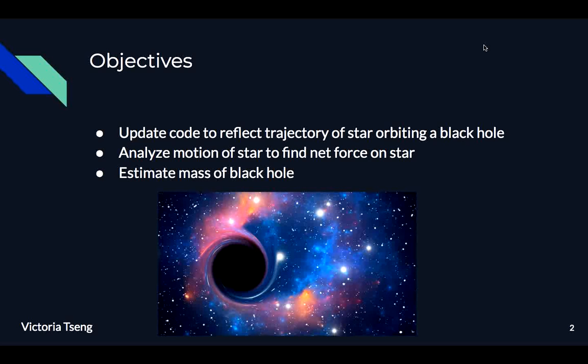The goals for this lab are to update the code to reflect the trajectory of a star orbiting a black hole, to analyze the motion of a star to find the net force on the star, and to estimate the mass of the black hole.